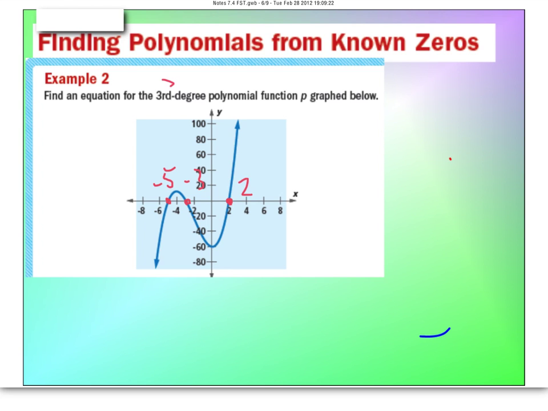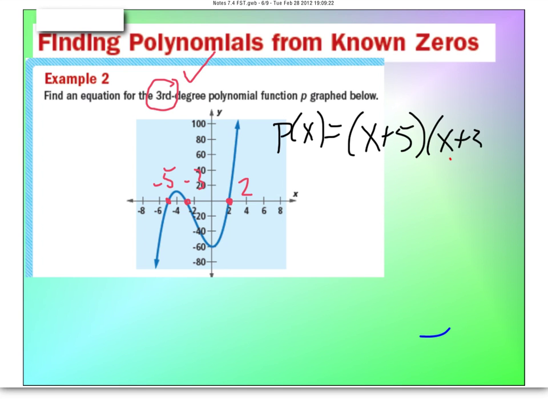The one thing I do know is it's a third degree polynomial, which means there's exactly 3 zeros, and I see them here in the graph. So all I need to do is this. I'm going to write p of x equals, in factored format, x plus 5, x plus 3, and x minus 2. And that's all you have to do.